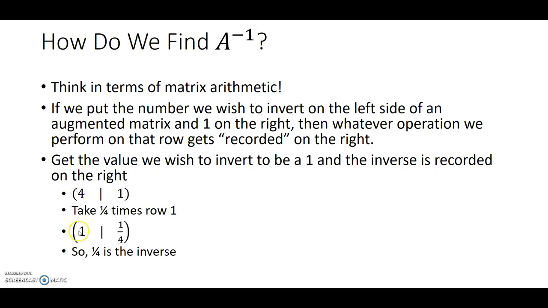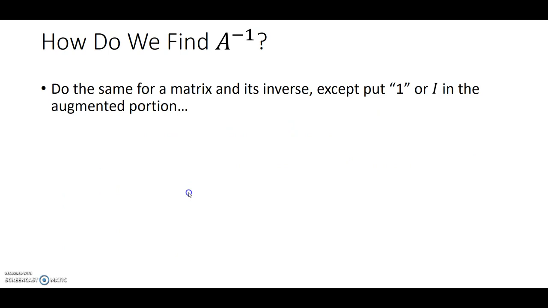So I take 1/4 of 4, I get 1, so I've already inverted 4, and then over here, this 1 records everything I've done. So I've multiplied that entire row by 1/4, which means I've scaled 1 by 1/4. Once I get the identity on this side, whatever value or values I have over here represent the inverse. So 1/4 is the inverse, and we know that. So that's how it would work in a very simple case.